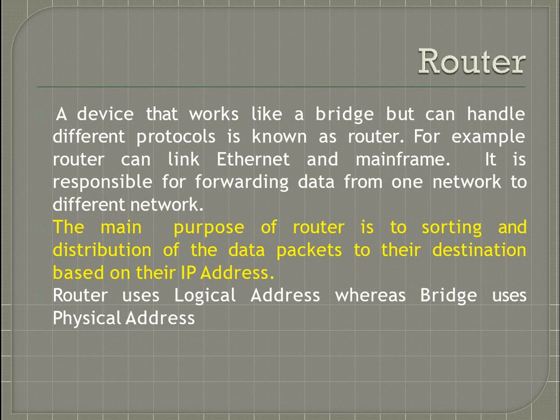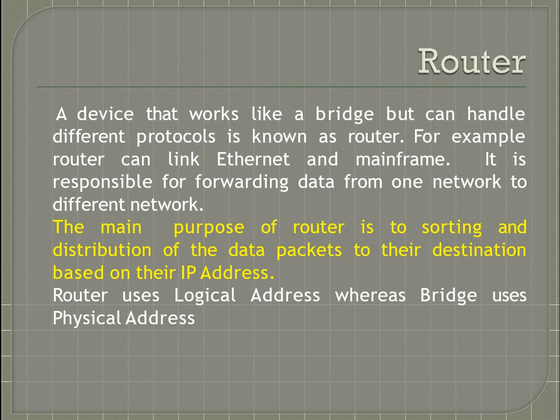Now a router is a device that works like a bridge but can handle different protocols. For example, a router can link Ethernet and mainframe. The router is responsible for forwarding data from one network to a different network. A router is a networking device that forwards data packets from the source machine to the destination machine by using the shortest path. Routers are used at the network layer, the third layer of the OSI model.